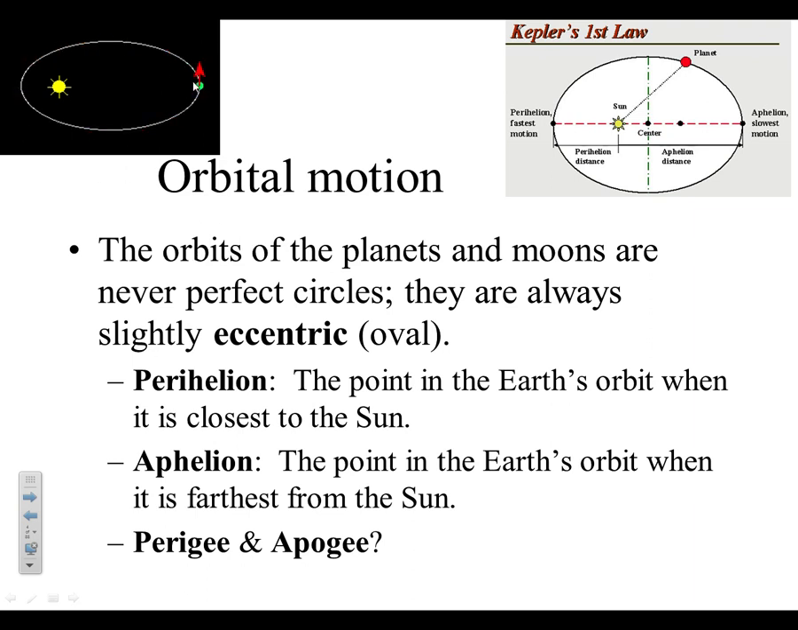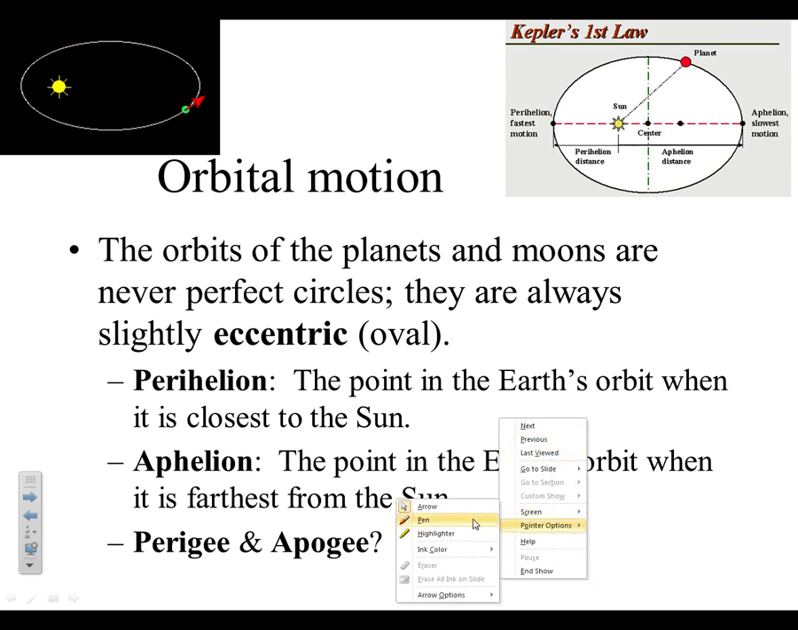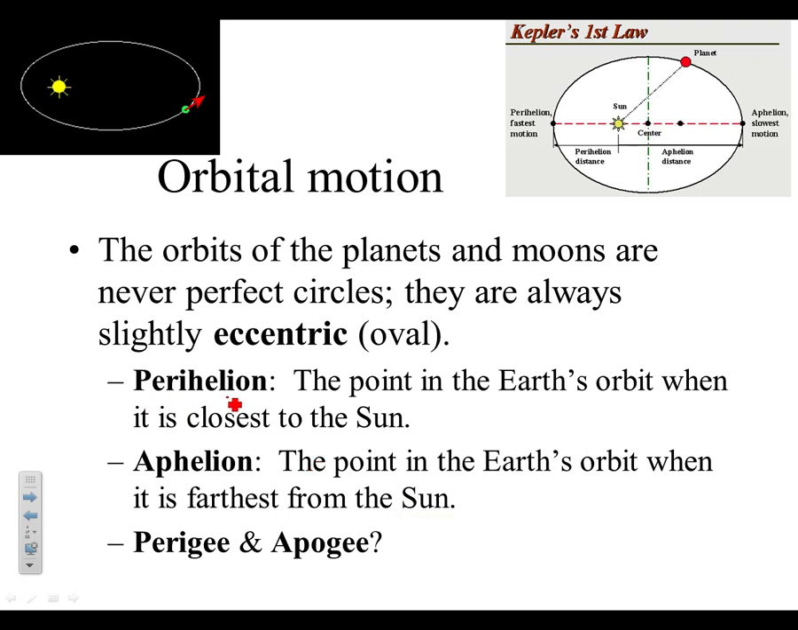So as we're going around the sun, if we're oval shape, that means at one point in our orbit, we're going to be close to the sun. Okay, closer to the sun than another point in the orbit. Okay, the point in the Earth's orbit when we are closest to the sun is called the perihelion. Okay, so perihelion is when we're closest to the sun. In this case, it would be there. Okay, helios is sun, so perihelion is close to the sun.